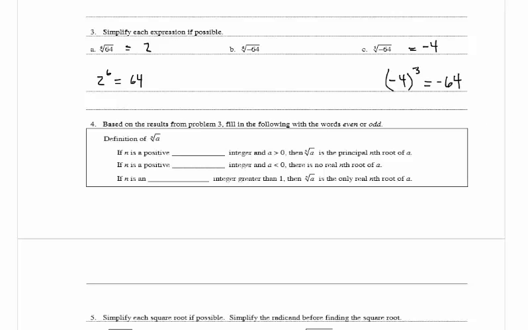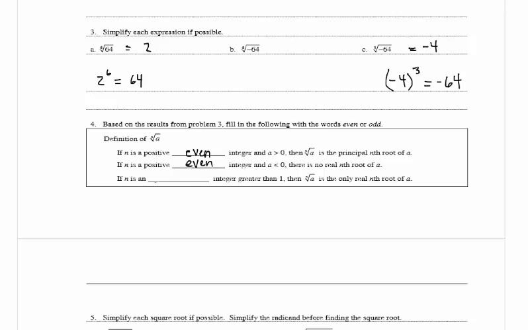In 4, it says, based on the results from problem 3, fill in the following with the words even or odd. Definition of an nth root of a: if n is a positive even integer and a is greater than 0, then the nth root of a is the principal nth root of a. If n is a positive even integer and a is less than 0, there is no real nth root of a.